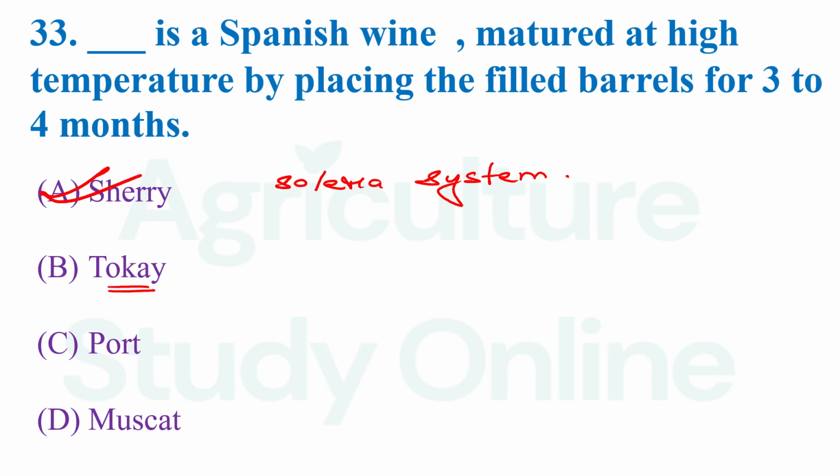Next is Tokaj. It is a Hungarian wine. Port, Portuguese fortified wine.